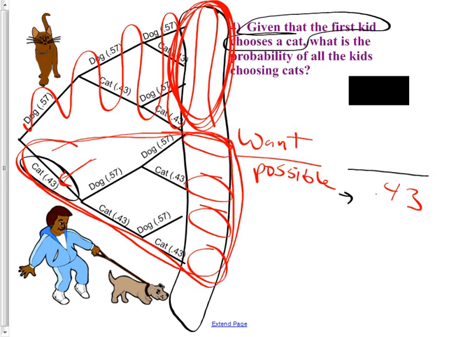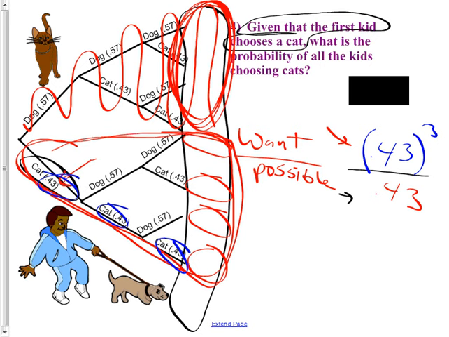All right. Now, which of them do I want? Because that's going to go on top. What's the probability of all of the kids choosing cats? Okay, that's cat, cat, cat. So why can't I just do 0.43 to the third power? Because the first step was already chosen for me.